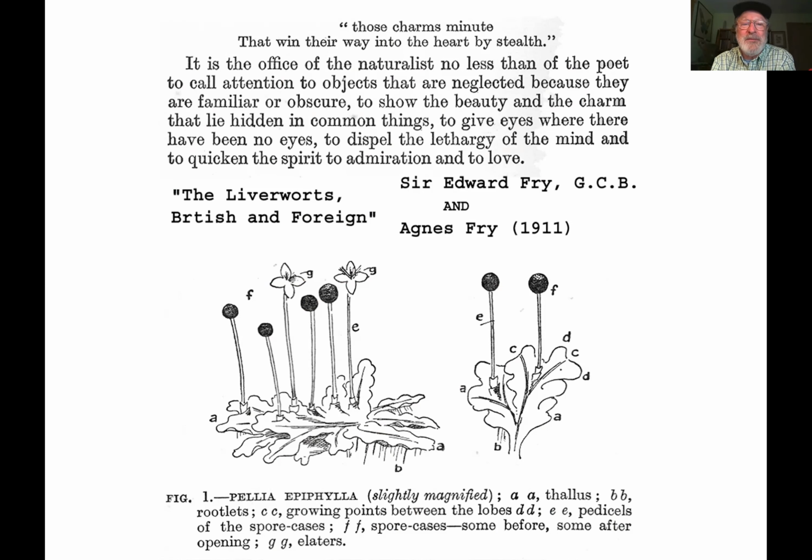So here's a little quotation from an old liverwort book, and it says, "It is the office of the naturalist, no less than of the poet, to call attention to objects that are neglected because they are familiar or obscure, to show the beauty and the charm that lie hidden in common things, to give eyes where there have been no eyes, to dispel the lethargy of the mind, and to quicken the spirit to admiration and love." So thank you for your attention, and I hope you enjoy looking out for hornworts and other bryophytes.